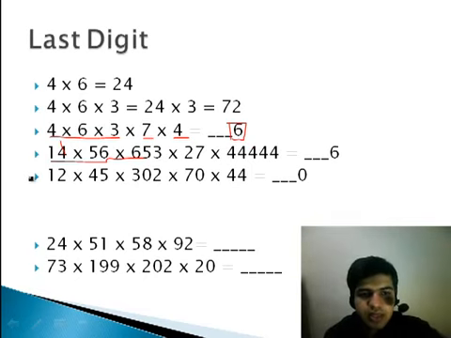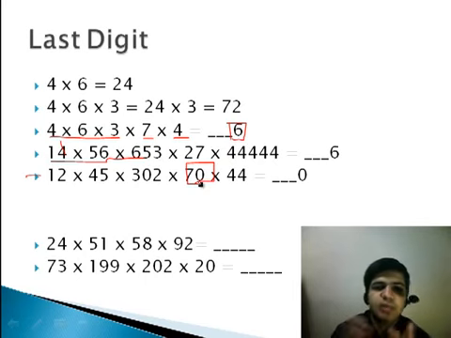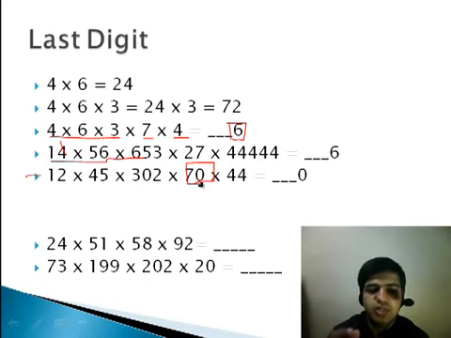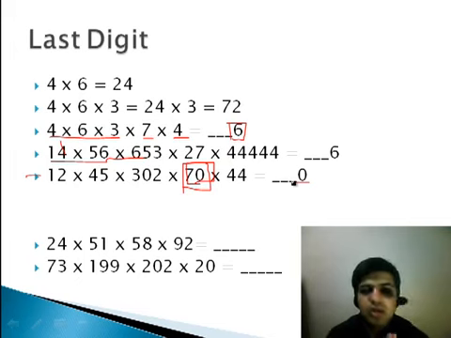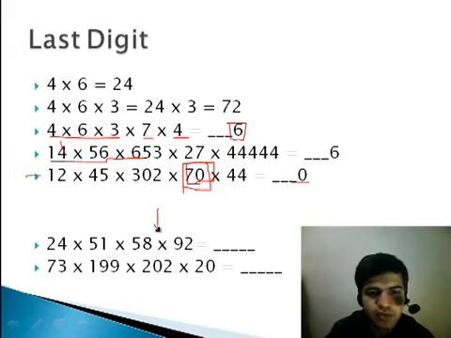In the next example, this is a special case. Whenever you see a 0 as the last digit among all the numbers, see over here we have got a 70. So 70 is nothing but 0 in the end. When we are multiplying any number by 10, we know that the last digit would be 0. When you see 0, click on 0 and click the next button. Here I have given a few examples. You pause the video and try to solve it.